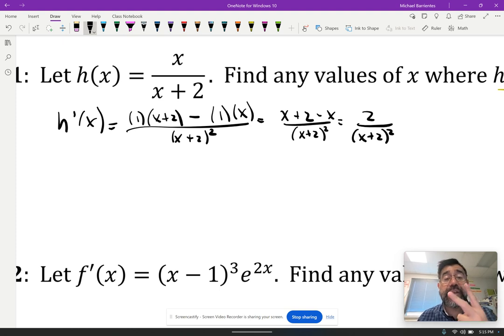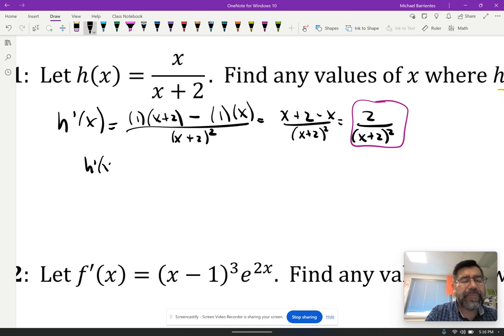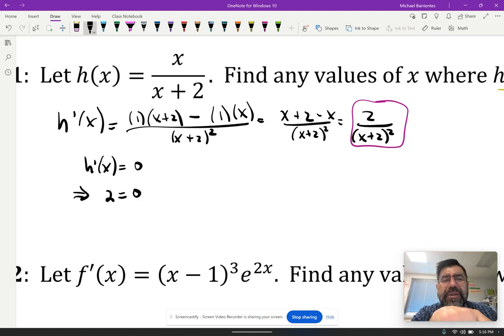Awesome. So I need to do two things. I need to figure out at what x is the derivative equal to 0, and at what x is the derivative undefined. Since we have a fraction, whatever makes the numerator equal to 0 is what makes the whole fraction equal to 0. So if I want to know when h prime is equal to 0, then I should just set the numerator equal to 0. But the question is, when is 2 equal to 0? Never. So there is no critical point that causes the derivative to equal 0.